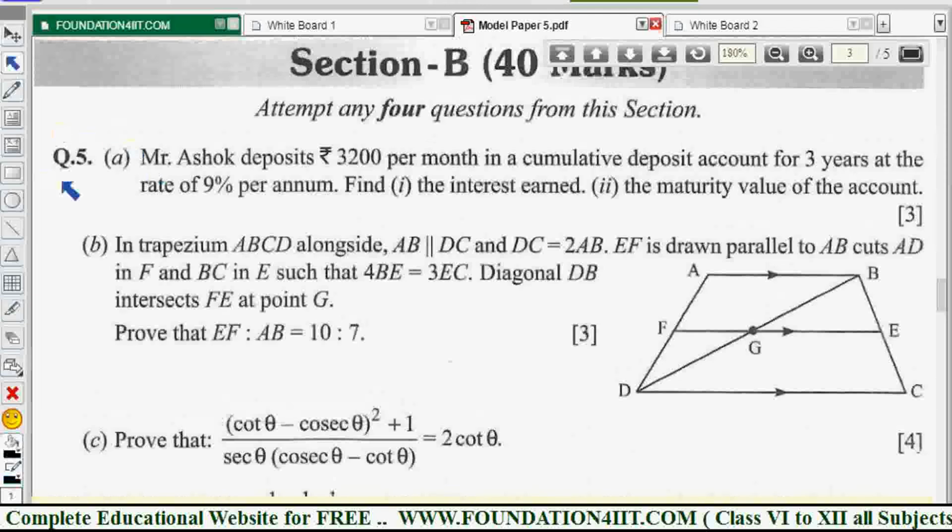So in this paper, question number 5, this is from section B. We need to attempt any 4 questions from this section, right? So the first one we will see. Mr. Ashok deposits 3,200 per month in a cumulative deposit account, so RD, recurring deposit, or CDA, cumulative deposit account, the same, for 3 years at the rate of 9% per annum, and find the interest earned and the maturity value of the account. So we will find both values.